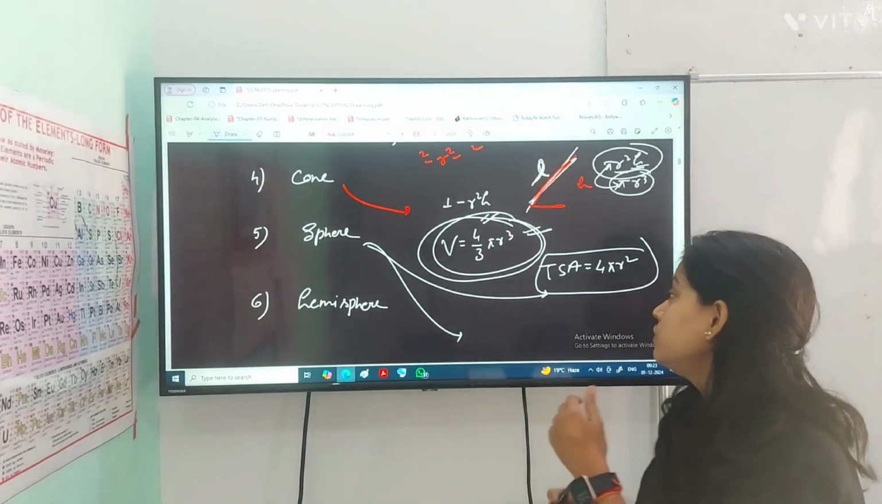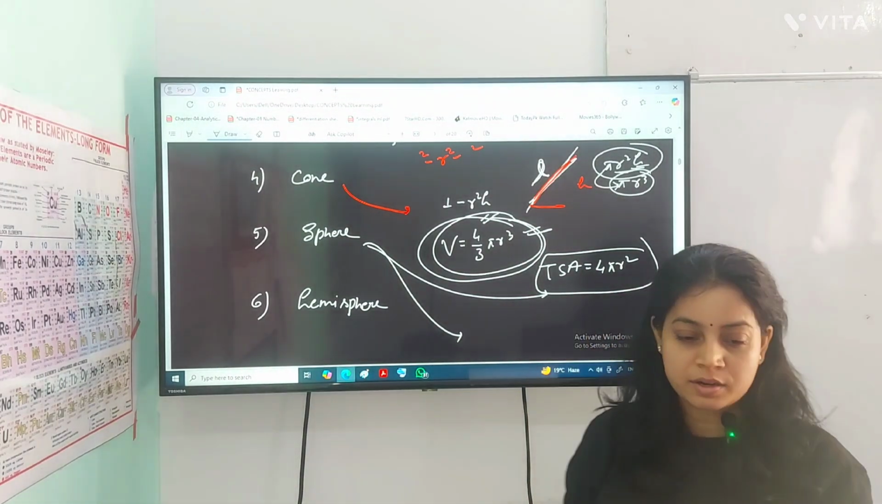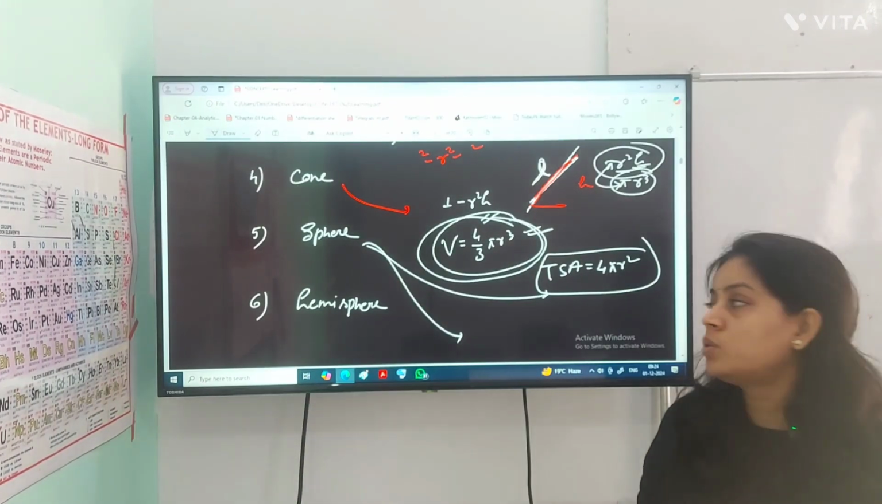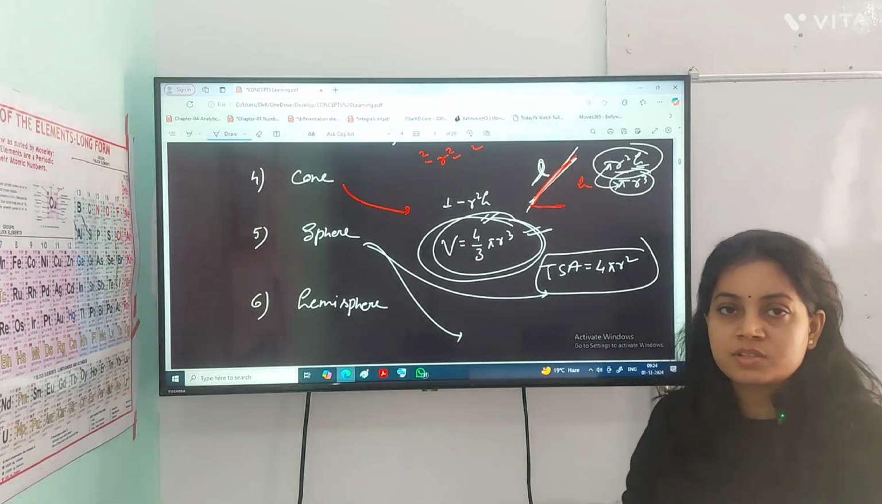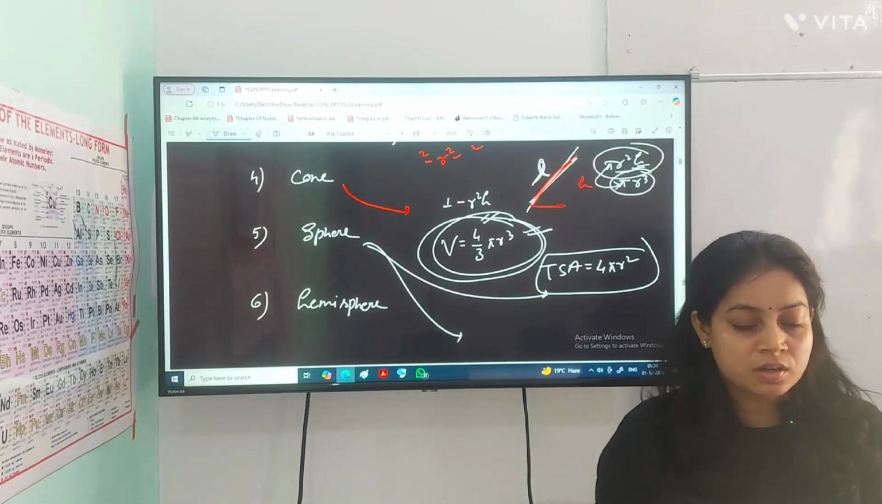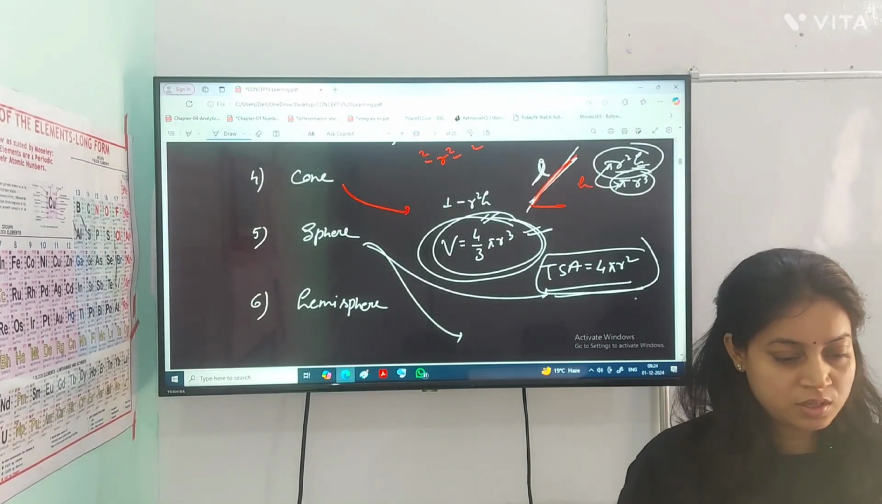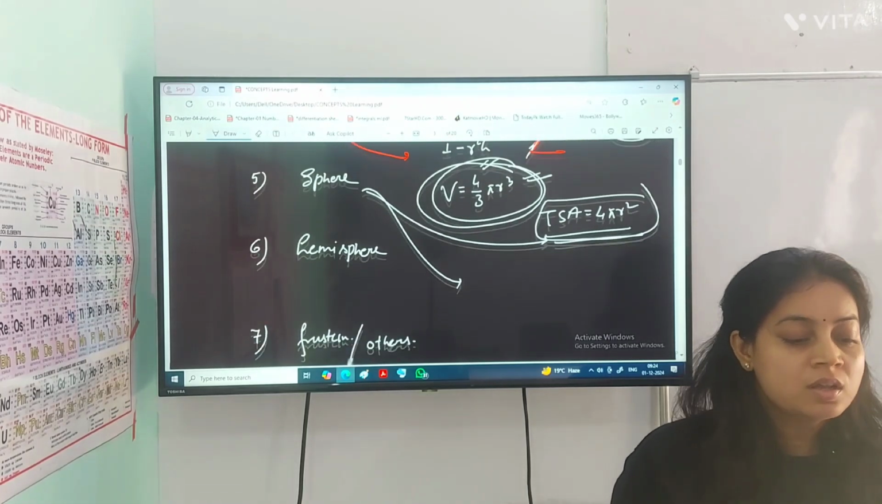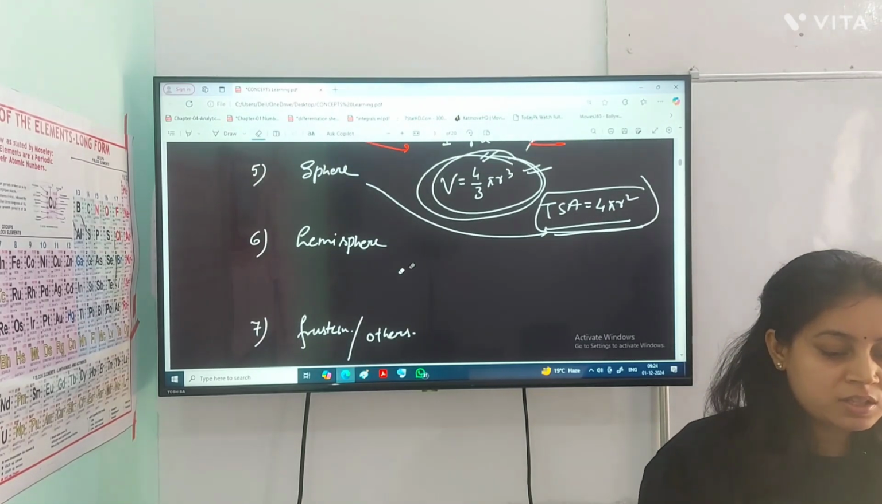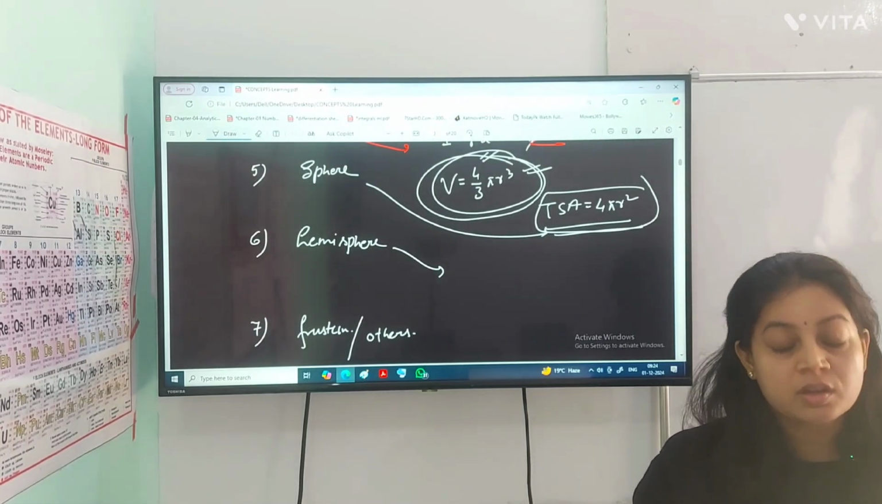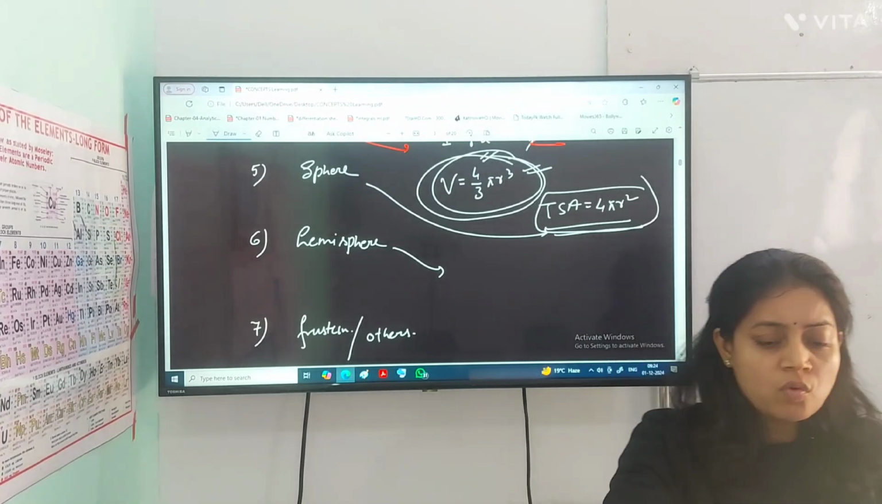So it is just 4 pi r square. So pi r square plus pi r square plus pi r square plus pi r square, 4 times, you will get just 4 pi r square. And there is only total surface area, no curved surface area, only one surface is there. So there is only total surface area present in the case of the sphere, right?